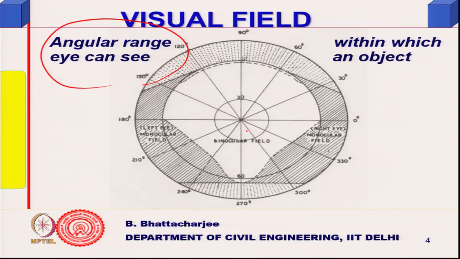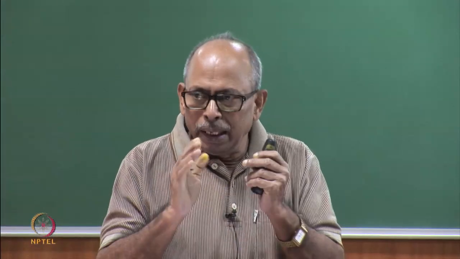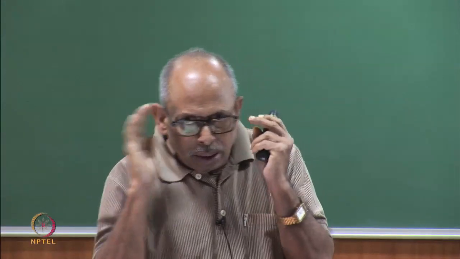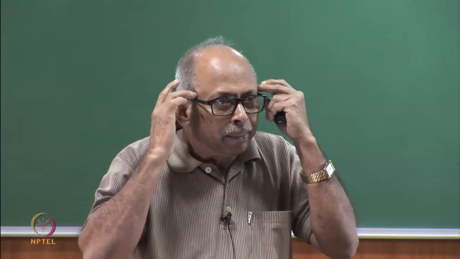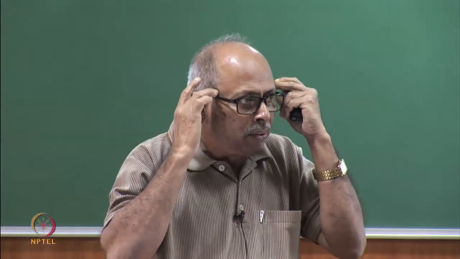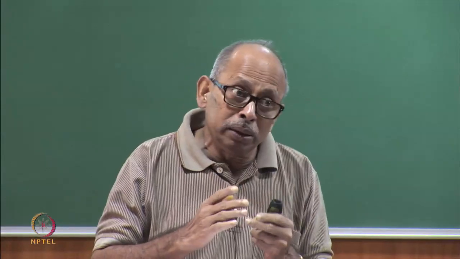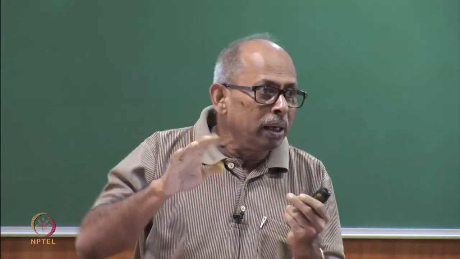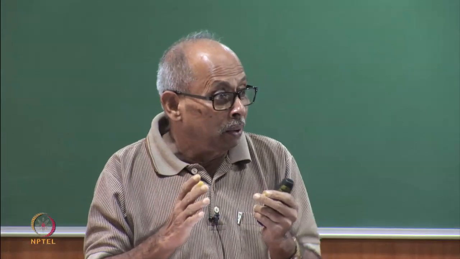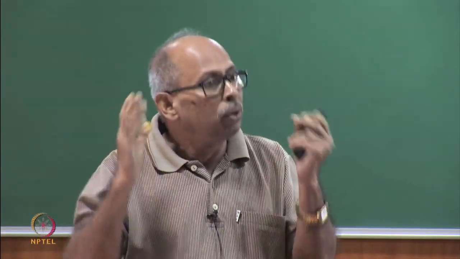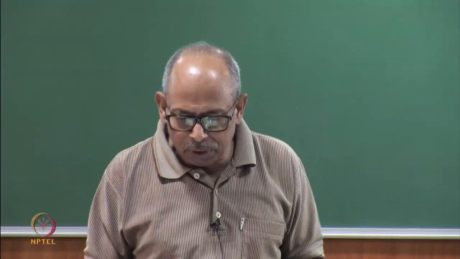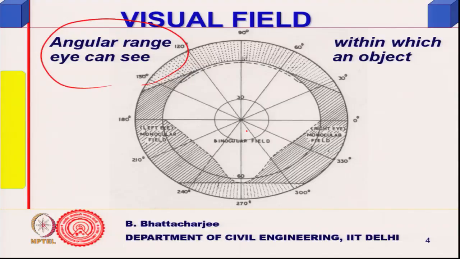right? So we have a binocular field, that means both eyes see together. Other animals have one eye here and one eye there, they don't have binocular vision. Many animals don't. For example, many of these birds, or even a cow sometimes, don't have binocular vision, but humans have binocular vision. So this is the overall binocular field.